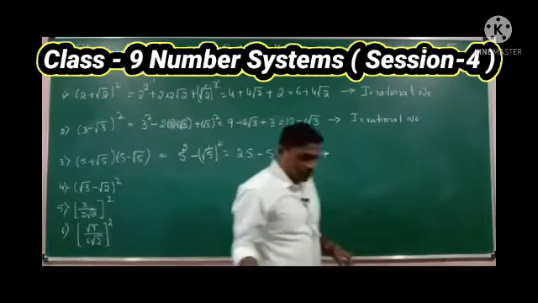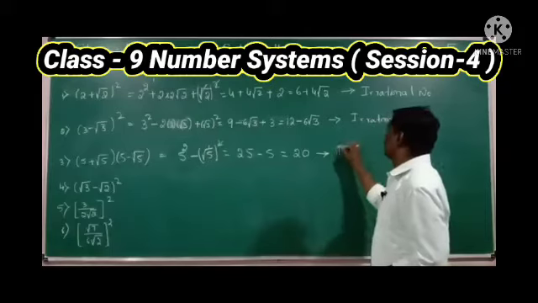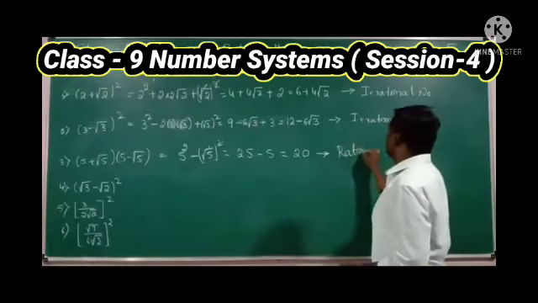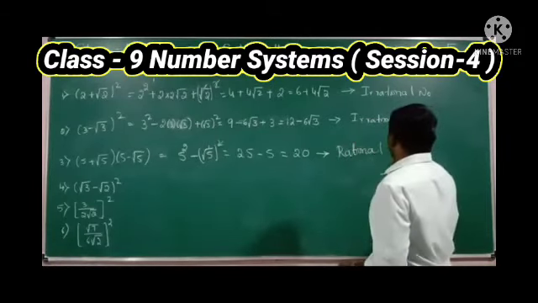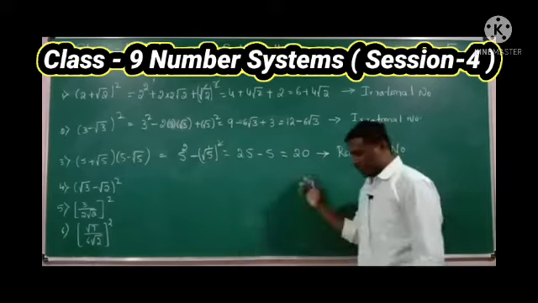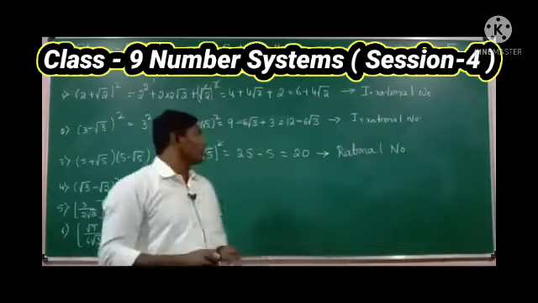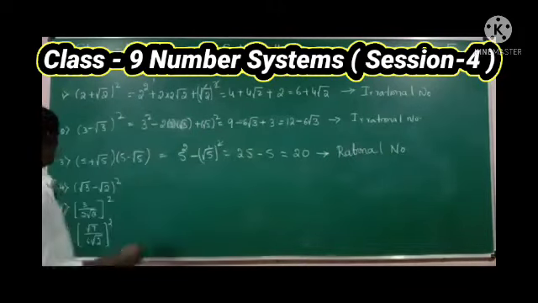So is 20 a rational number or irrational number? Rational number, because we can represent it in the form of p by q. The denominator of 20 is always 1. Okay, so 20 is a rational number.